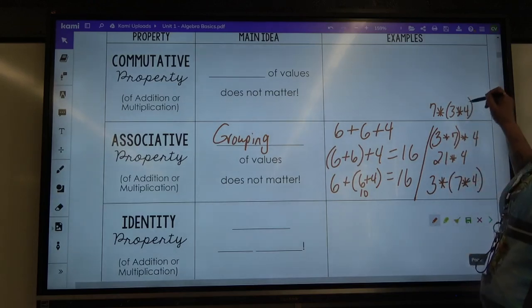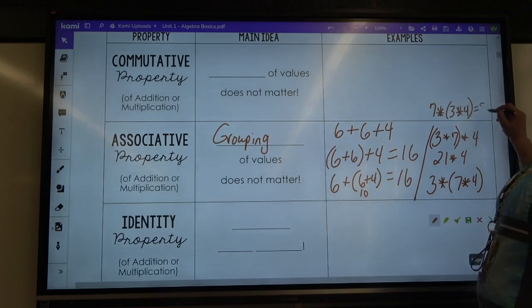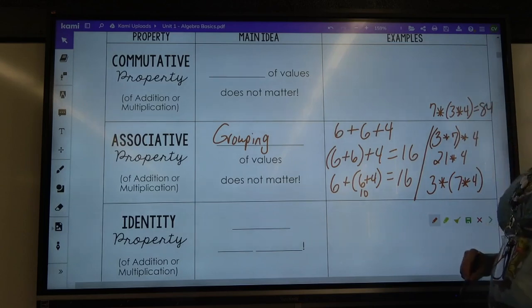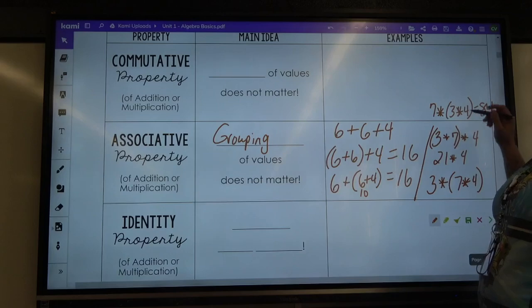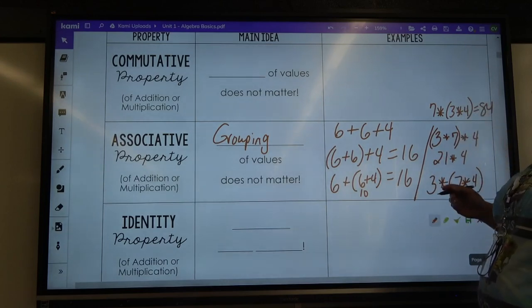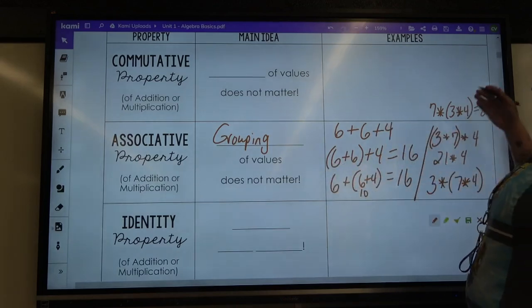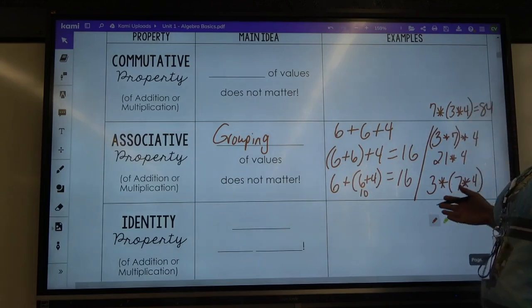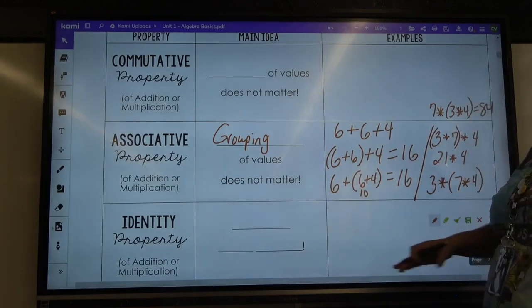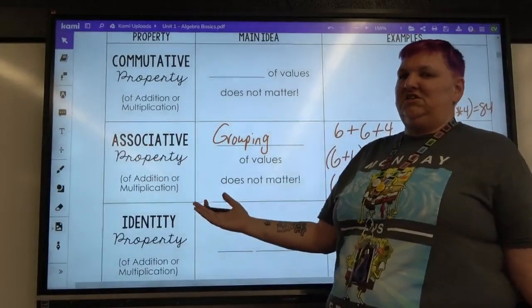In my opinion, this one's the easiest, because 3 times 4 is 12, times 7 is going to be 84. It was easier for me to do this one. You decide which one's easier for you, and that's how you group things, right? The grouping of the values doesn't matter, if it's all addition or if it's all multiplication. Do what works for your brain. Your brain does this automatically, but you just didn't know it had a name.